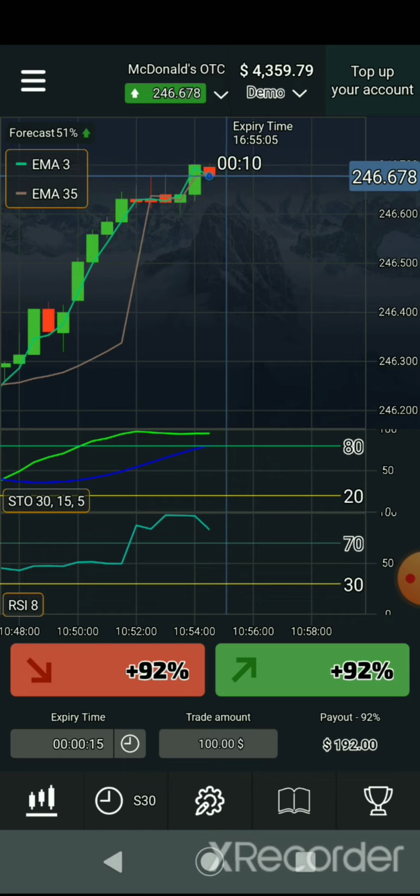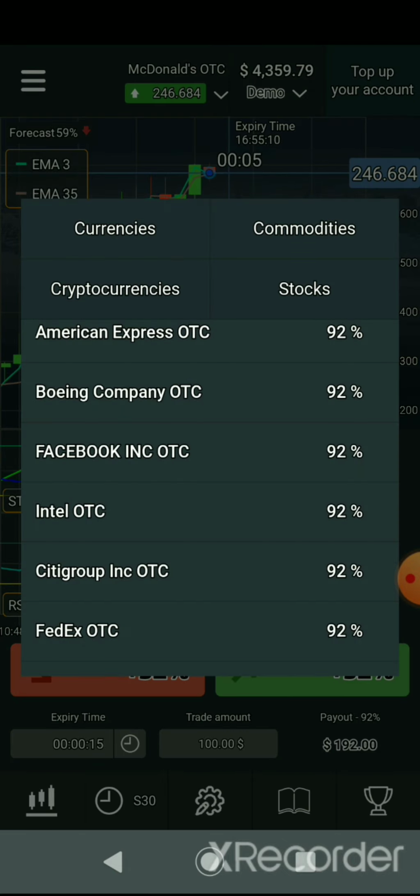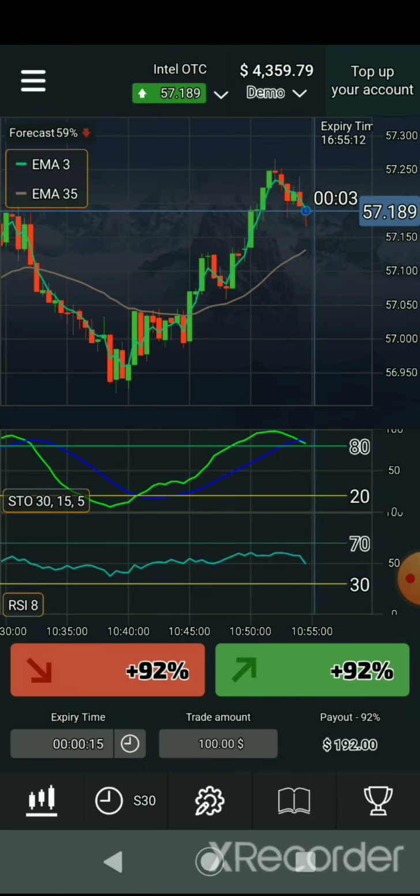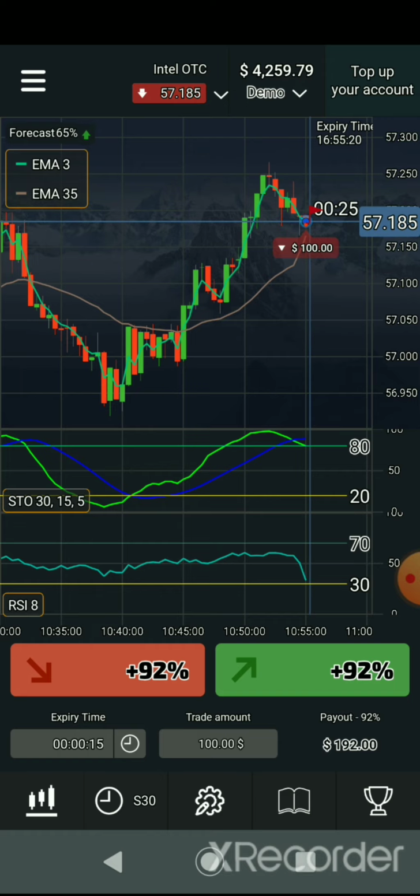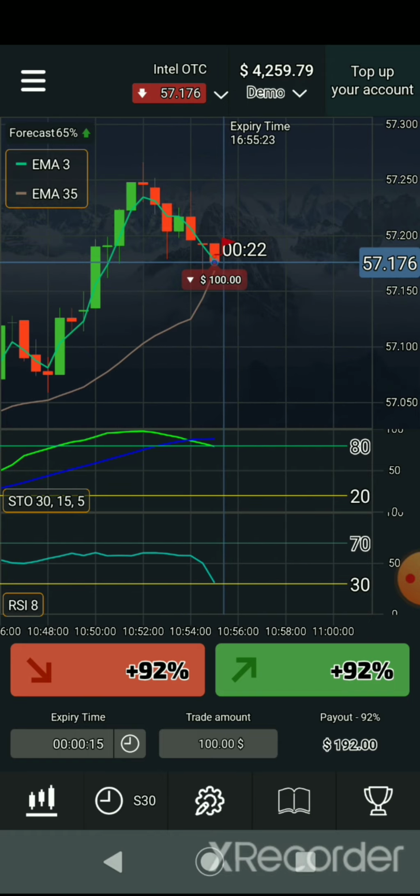So we didn't get quite as much as we wanted. But let's move on to another one. What we got? Intel. Let's see what Intel's doing. Okay, Intel. That's a cross down. Look at that. Almost at the beginning of that candle.